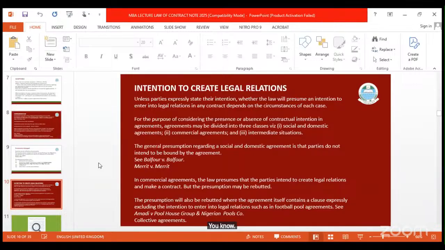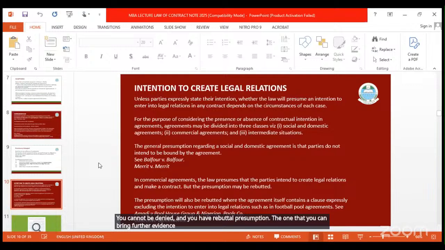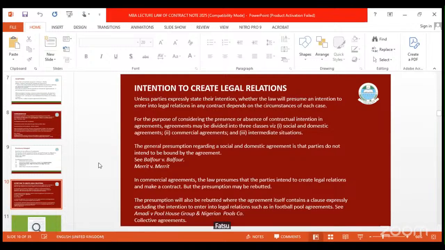In law, there are two types of presumption. You have irrebuttable presumption, the one that cannot be denied, and you have rebuttable presumption, the one that you can bring further evidence, further facts, to change the state of affairs.